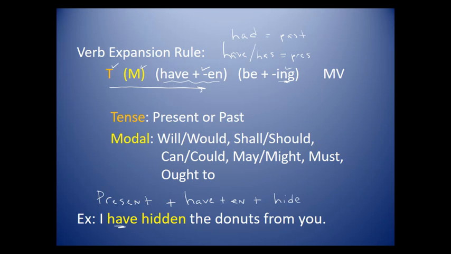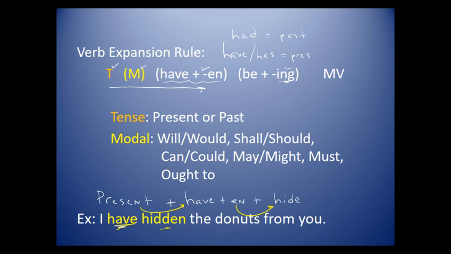All right, so here we go. So take it like this. The present of have is have. These little tags, like en or ing, they always go with the next word. So en goes with the next word. What's en plus hide? Hidden. So therefore, present plus have plus en plus hide is have hidden. And that's how we break down a verb into its verb expansion rule.